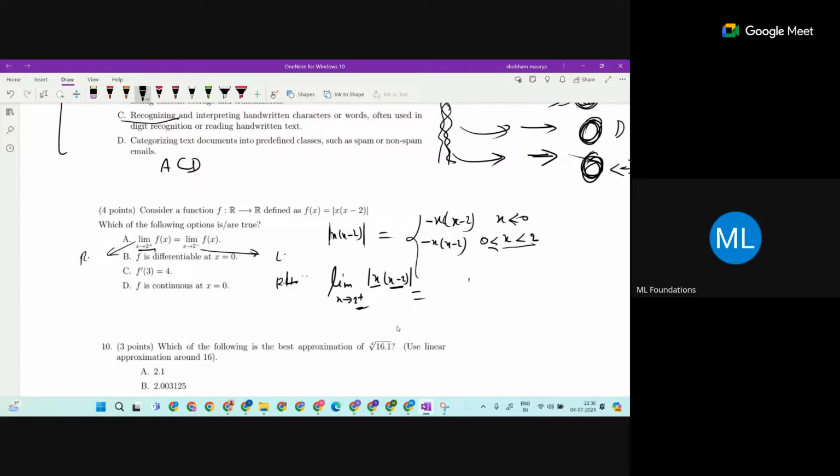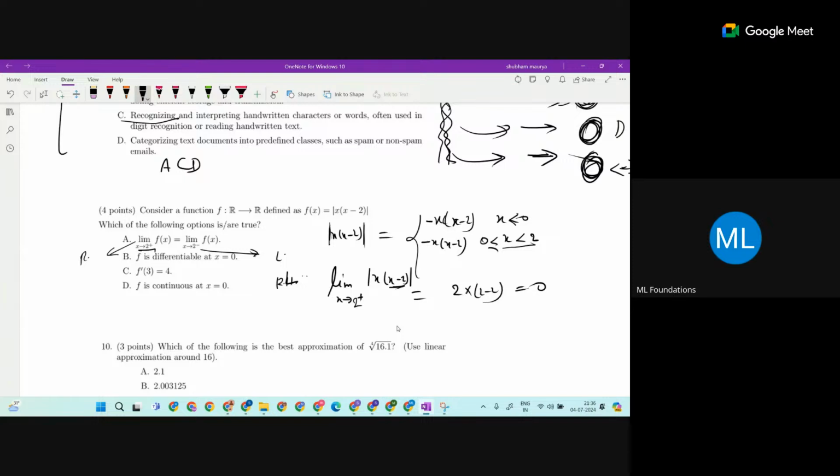Because there is no denominator to cancel or do something with, we just need to substitute, because this part is already positive as we are approaching 2 from the right side, greater than 2. So if we substitute here, we get 2 into 2 minus 2, which is 0.